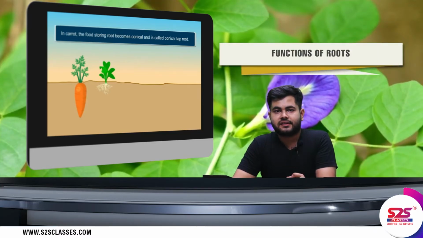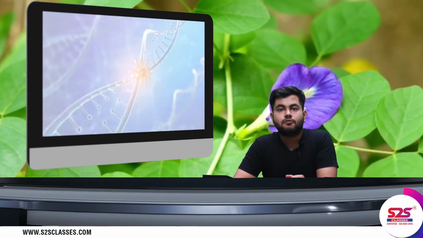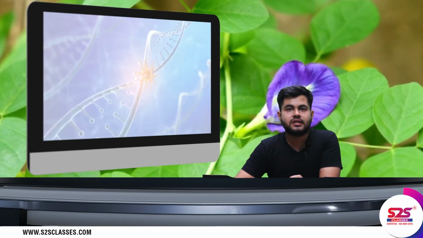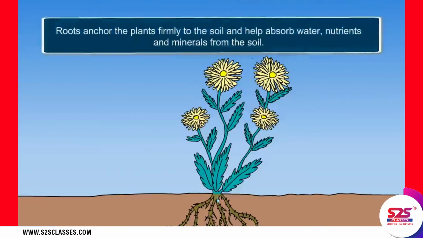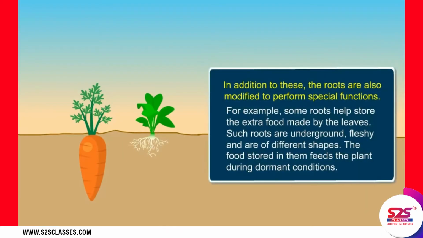So after seeing the regions, next we will see what are the functions of roots and how these roots anchor the plants firmly to the soil and help absorb water, nutrients, and minerals from the soil. In addition to these, the roots are also modified to perform special functions.